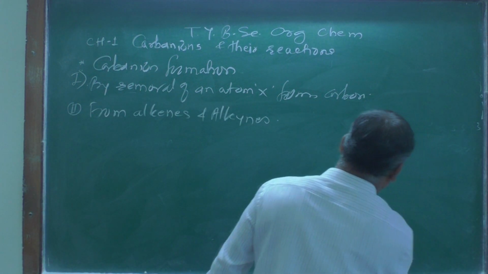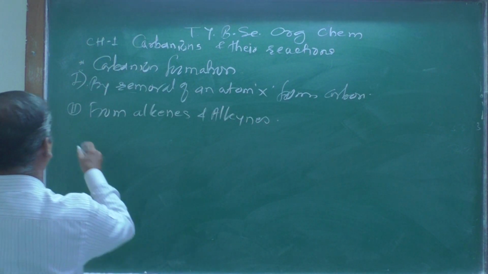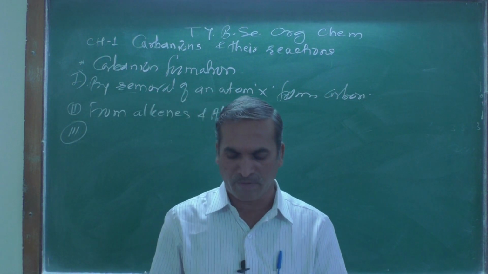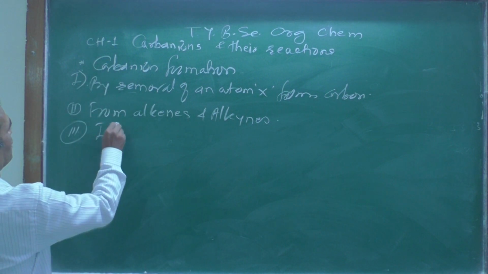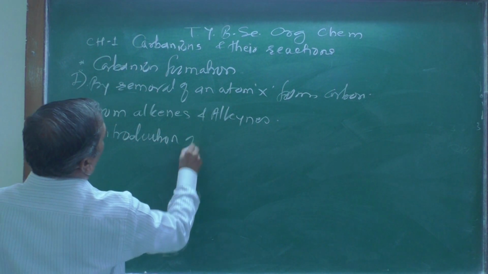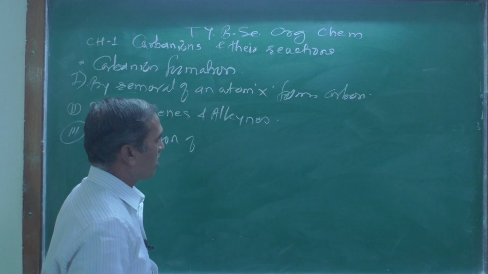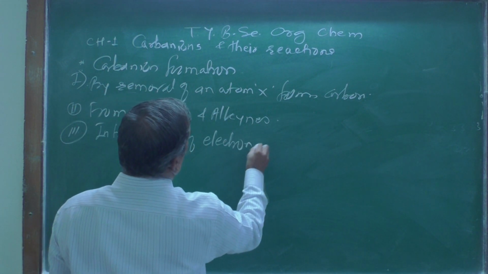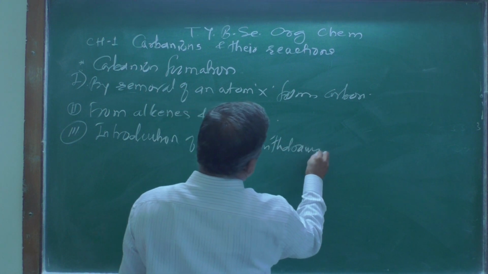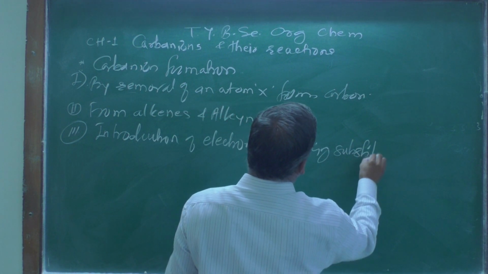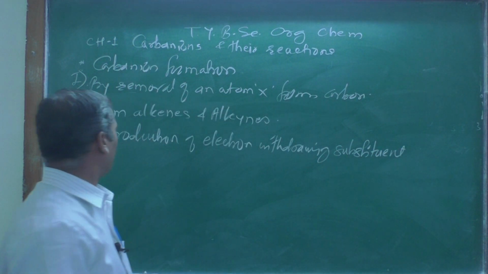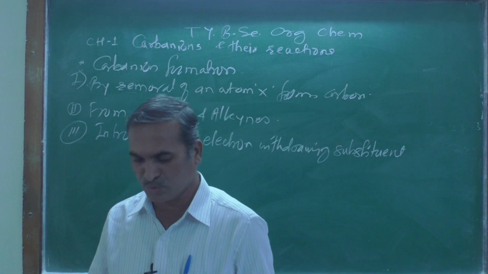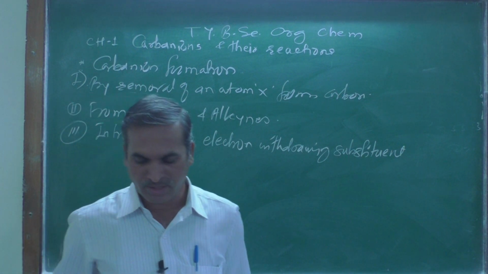Now let us move on to the next one, that is the third method. The third method for the generation of the carbanion is the introduction of electron withdrawing substituent. So that is the third method, introduction of an electron withdrawing substituent. By introducing an electron withdrawing substituent, we can make the carbanion.